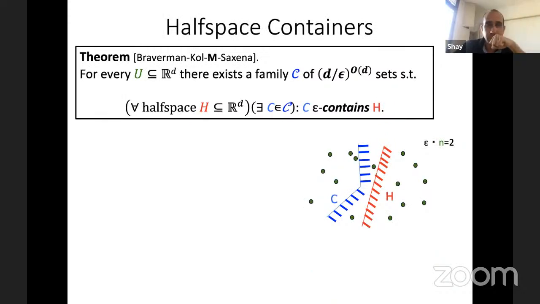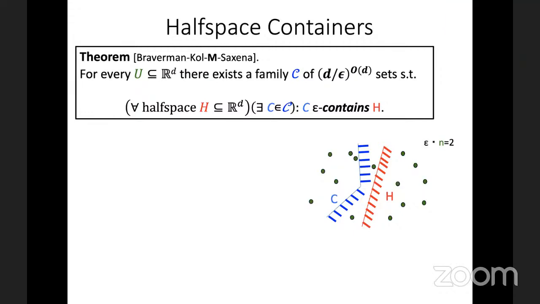This is actually our main workhorse: for every domain U, or even for every measure mu, there exists a family whose size depends only on d, the dimension, and on epsilon. It is (d over epsilon) to the order of d sets that universally epsilon-contain every half space. Namely, for every half space in R^d, notice that there are infinitely many half spaces, there exists one of these finitely many sets, a container that epsilon-contains H. So it contains H, but the difference is only epsilon. Is the definition in the theorem clear?